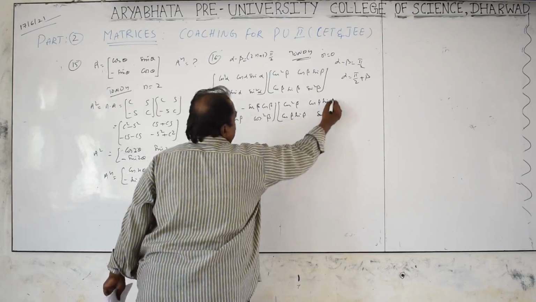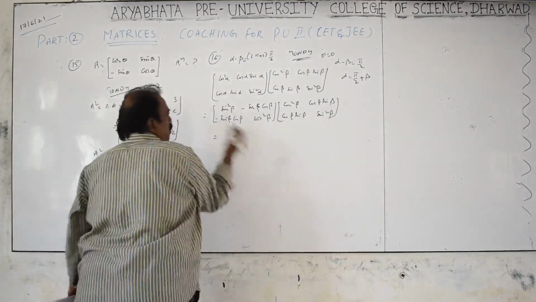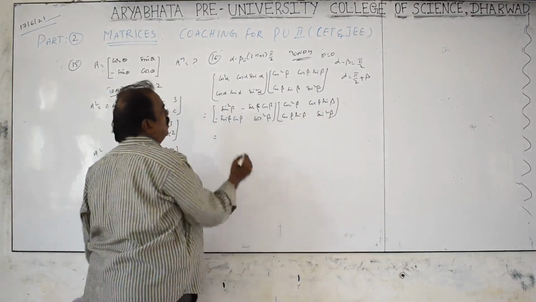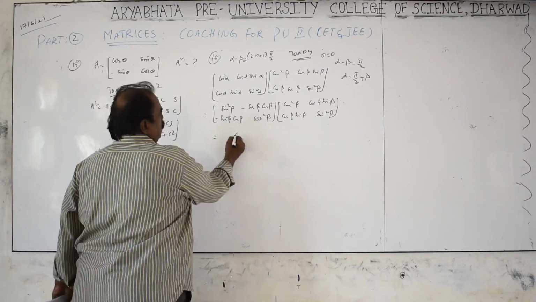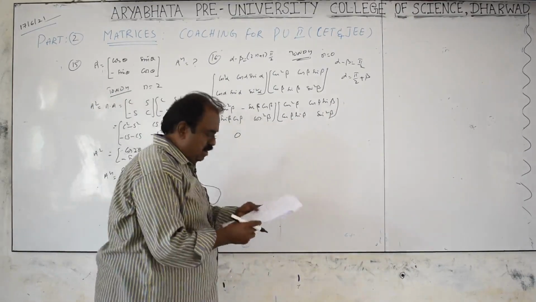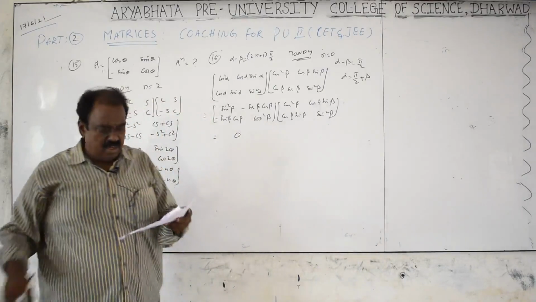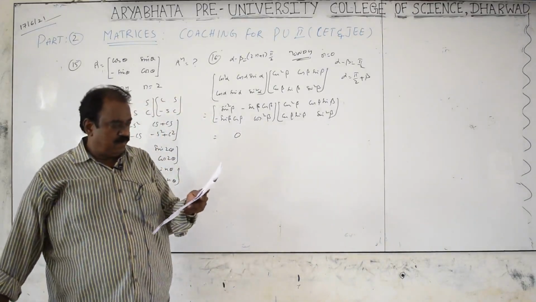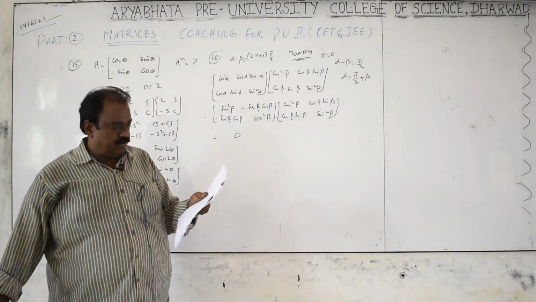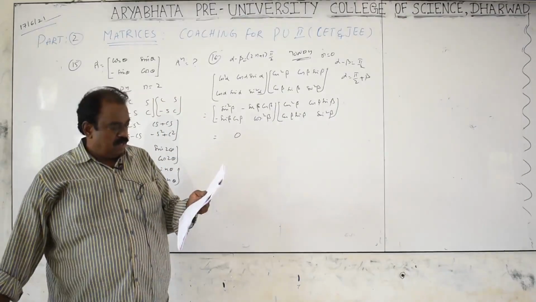Nothing changes there. If you multiply, we will certainly get 0. A null matrix will come. It is very simple. You do it well. Again, the 17th one.